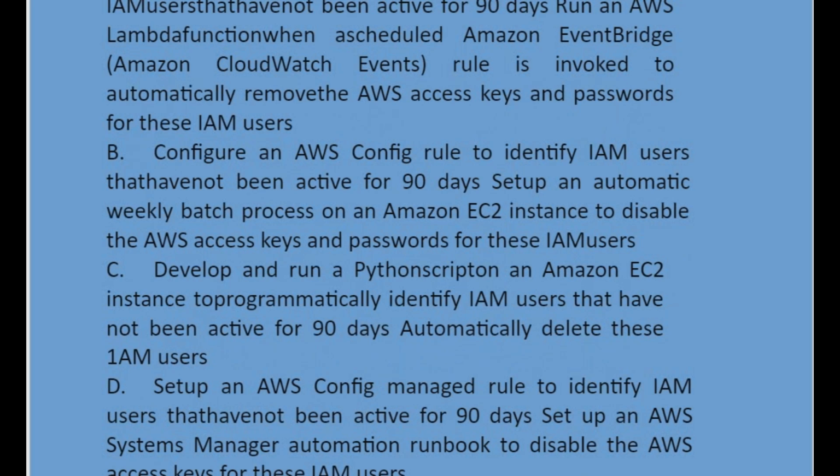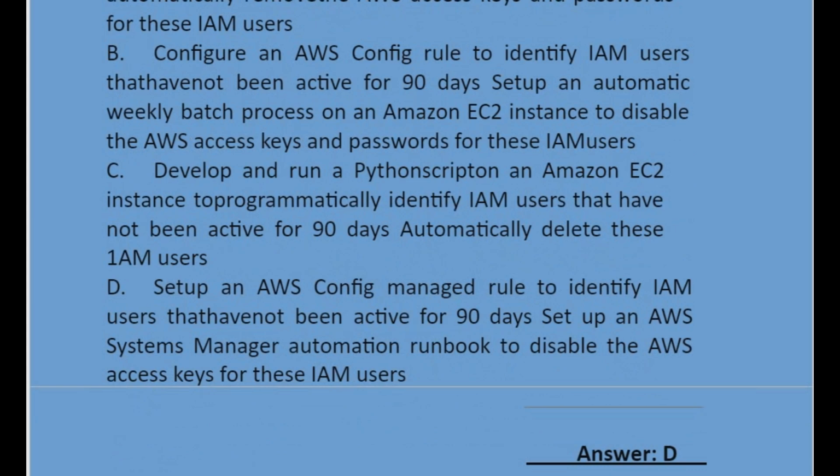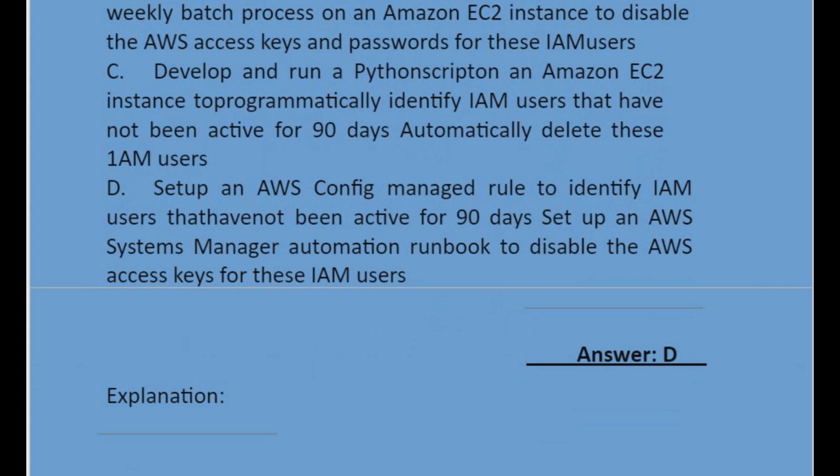Option C. Develop and run a Python script on an Amazon EC2 instance to programmatically identify IAM users that have not been active for 90 days. Automatically delete these IAM users. Option D. Set up an AWS Config managed rule to identify IAM users that have not been active for 90 days. Set up an AWS Systems Manager Automation runbook to disable the AWS access keys for these IAM users. Correct answer is option D.